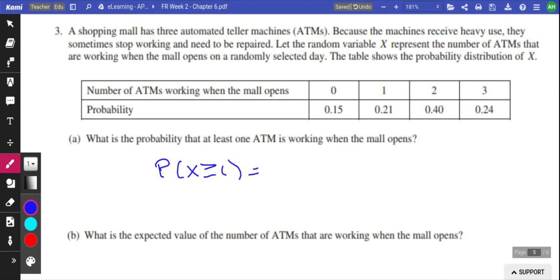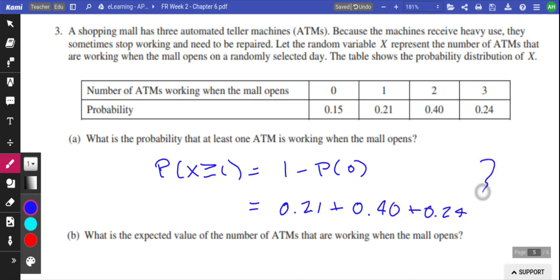You can either have it be 1 minus the probability of 0. You could also just go 0.21 plus 0.40 plus 0.24. Either way, you come up with 85%. Don't panic if you get a question like that. If it seems too simple, don't make it harder.